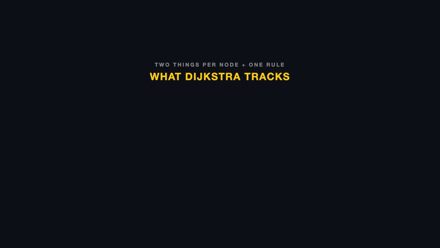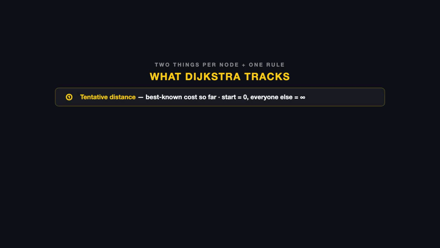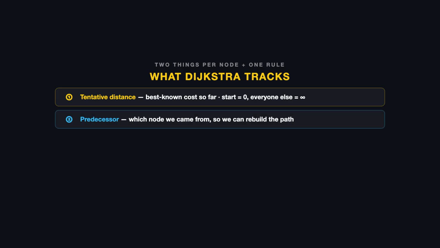Dijkstra needs just 2 things per node, and one rule. First, a tentative distance, our best known cost to reach that node so far. The start gets 0. Every other node starts at infinity, because we have not found any route to it yet. Second, a predecessor, which node we came from on that best route. That is how we rebuild the path later.